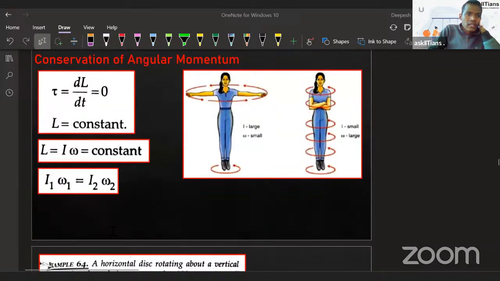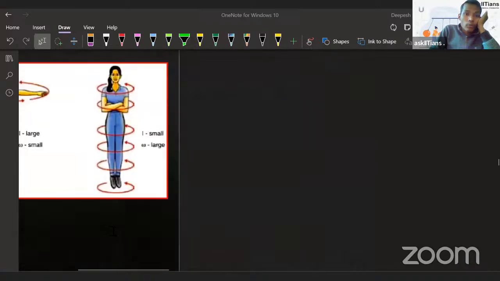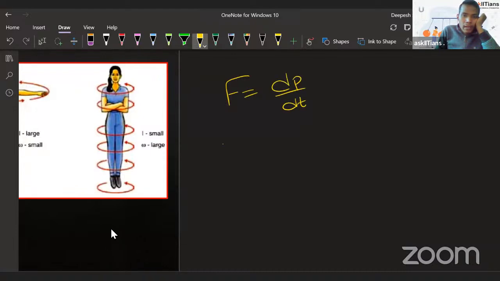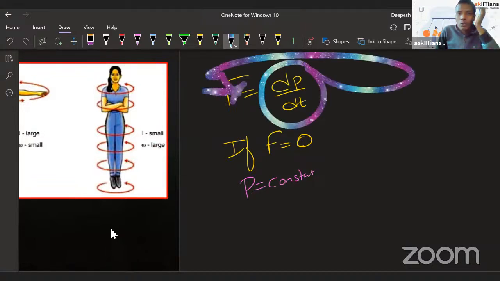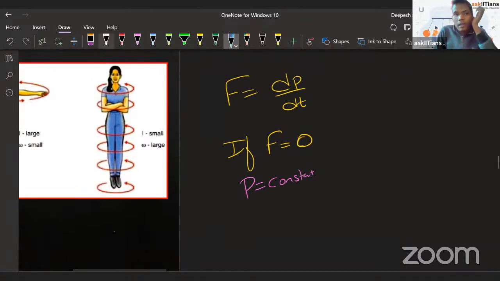As I told you, there is also the concept of conservation of momentum. We know that force is equal to dp by dt. And if force is equal to zero, then we can clearly say that momentum is constant. This is a very simple thing, because the differentiation of a constant will give you zero. That's why. The same thing we can apply over here as well.